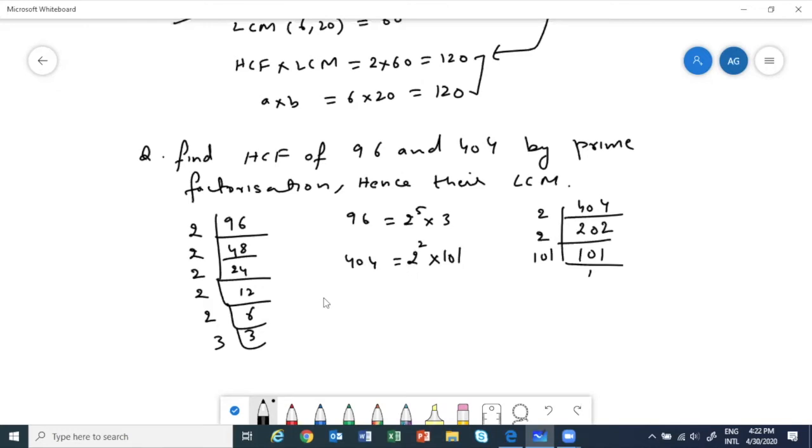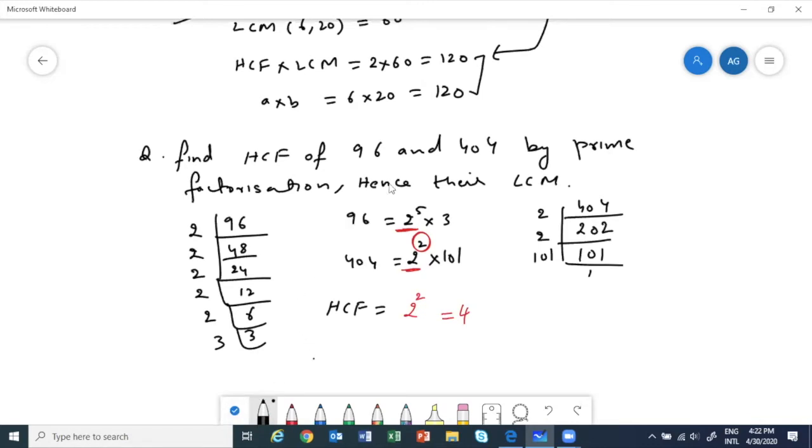Let's find HCF. So what is the common factor? Only 2. Okay, both of them have 2. So 2. What will be the power? The lower power. So 2 square, that is 4. So HCF is 4.